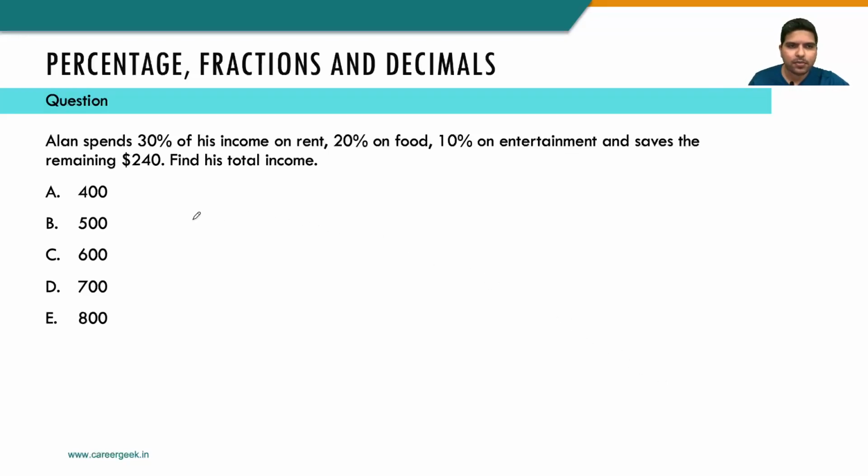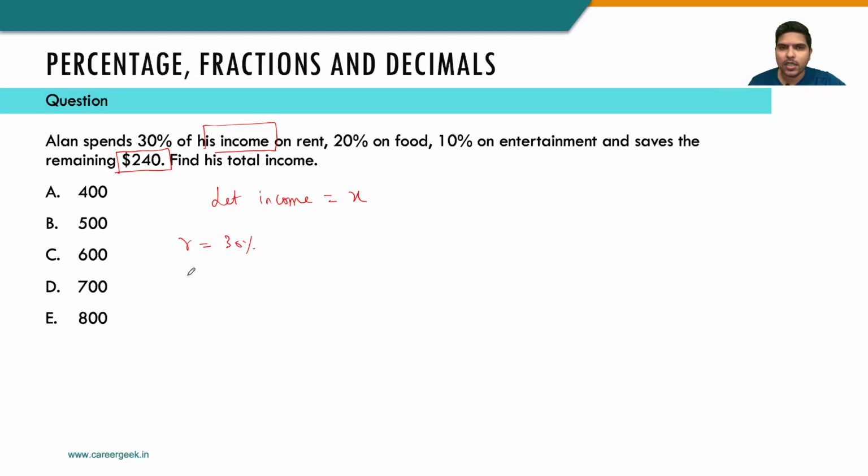One more question. Alan spends 30% of his income on rent, 20% on food, 10% on entertainment, and saves the remaining $240. So instead of giving us the remaining percent, they have given that percent's equivalent as 240. Find his total income. So let the total income be X. Of which, how much percent is spent on rent? Rent is 30%.